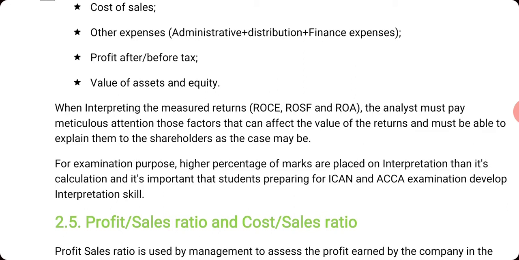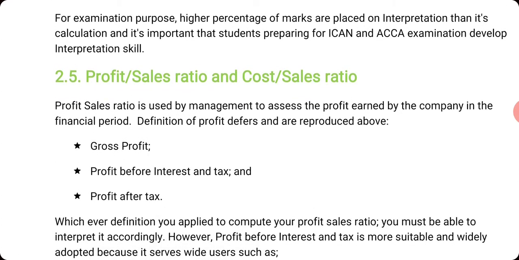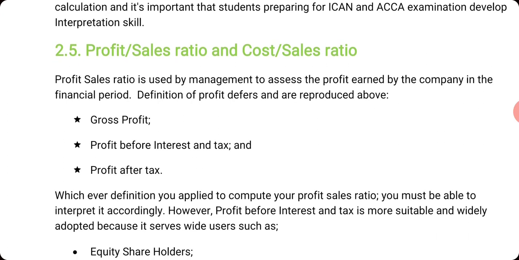So if you master this topic, remember you just got your 20 marks free and you have the remaining marks to battle with in order to pass. So we have profit sales ratio and cost sales ratio. Now the profit sales ratio tells us how much of the sales we made we earn as profit. It tells us in percentage that out of the 100% of the sales, so much percentage is earned as profit, and so much percentage is also earned as cost.